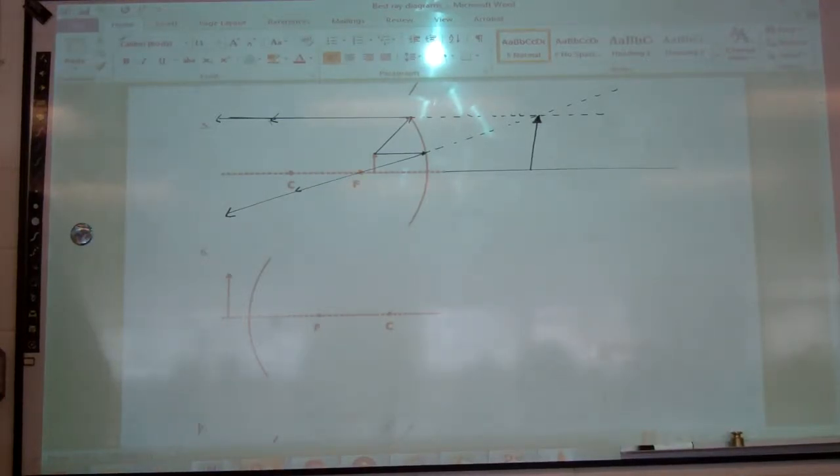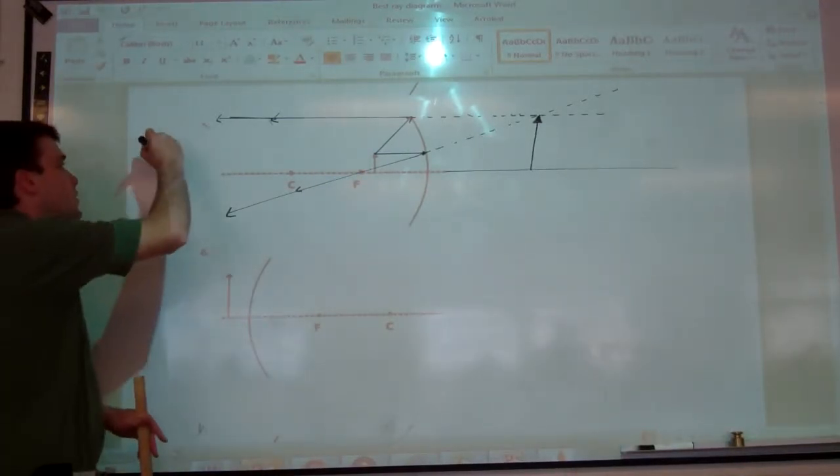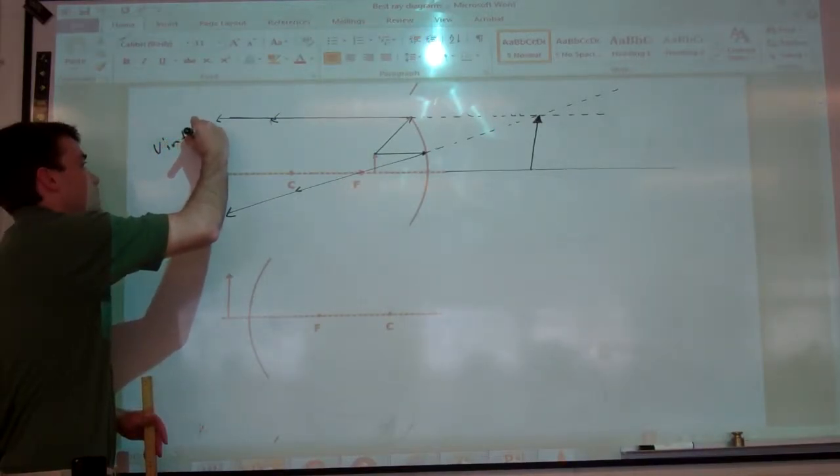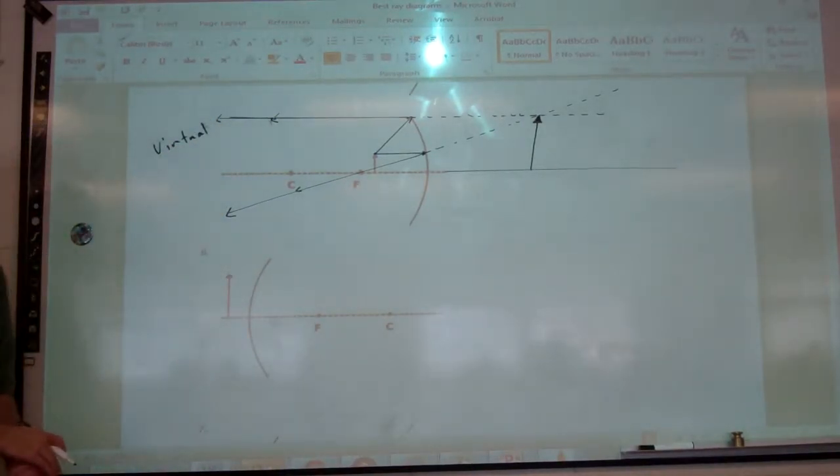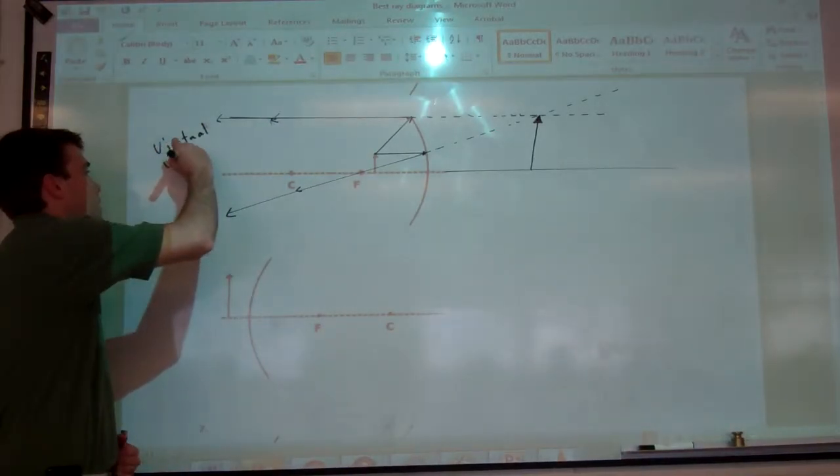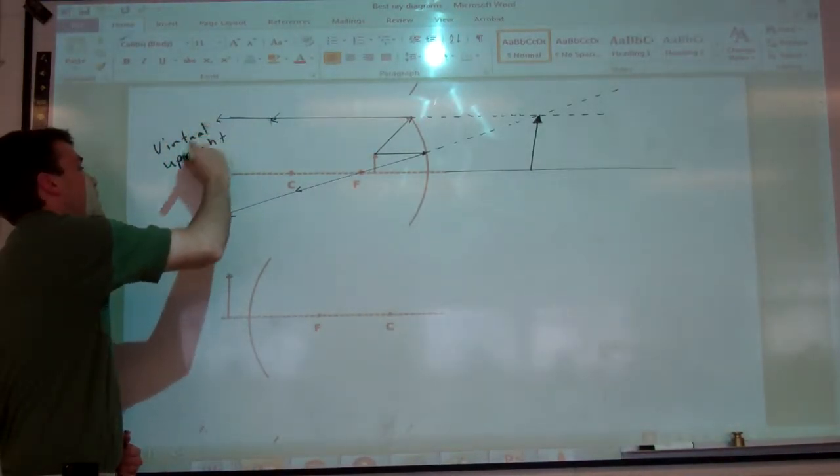So what kind of image is this? Virtual. It's behind the mirror. Is it upright or inverted? Upright. Upright and bigger. Good job.